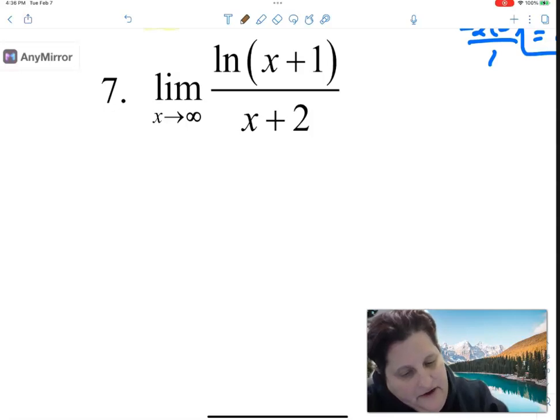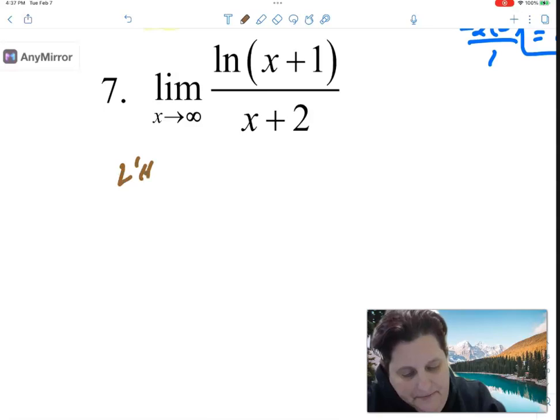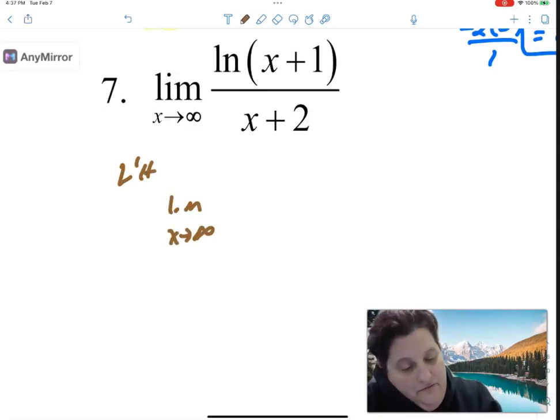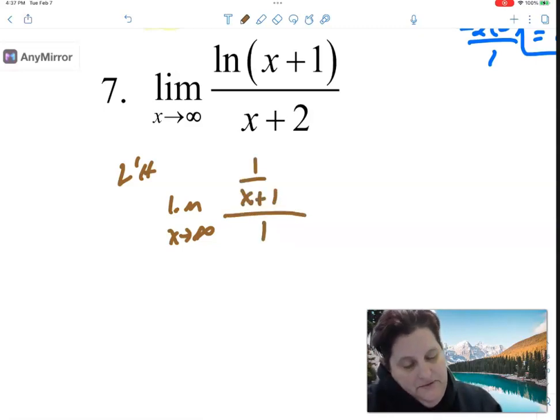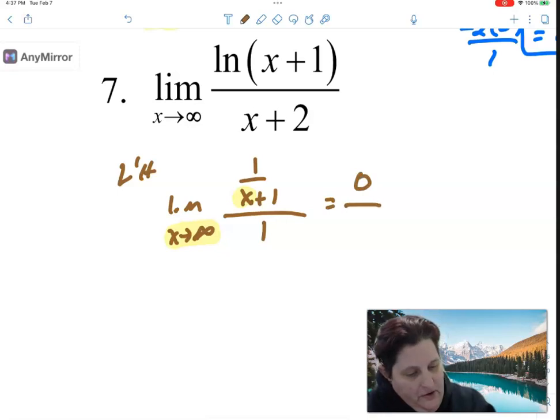ln of infinity is infinity. Infinity plus 2 is infinity. So again, you could talk about growth rates, or we can do L'Hopital's, right? Limit as x approaches infinity. The derivative of ln x is 1 over x. The derivative of x plus 2 is 1. Now, you can't really plug in infinity, but if I try to evaluate, 1 over an infinitely large number is 0. And 0 divided by 1 is 0.